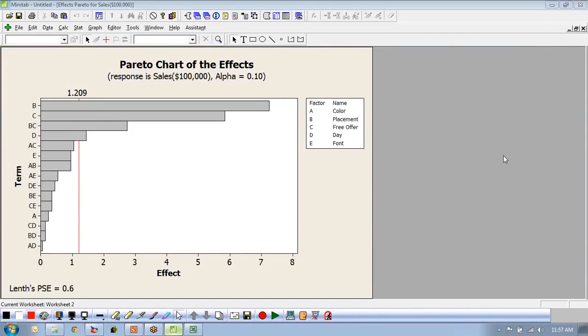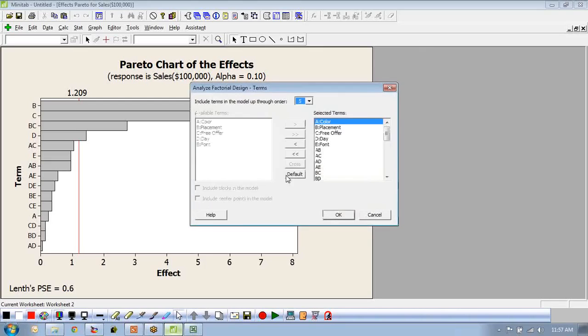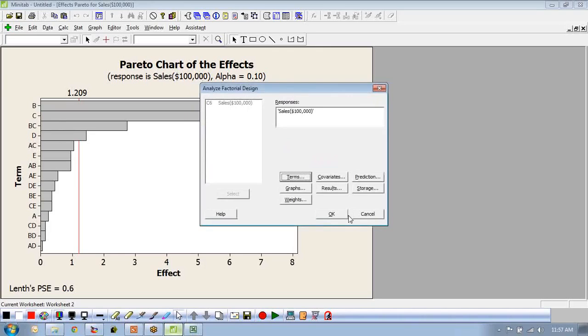And there you have it. It's B, C, the BC, and D. Okay, so let's go through, and first thing would be I'm going to get rid of all these except the main effects and the significant interaction. It's not the only way to analyze this, but I think it's a reasonably straightforward way of doing it.